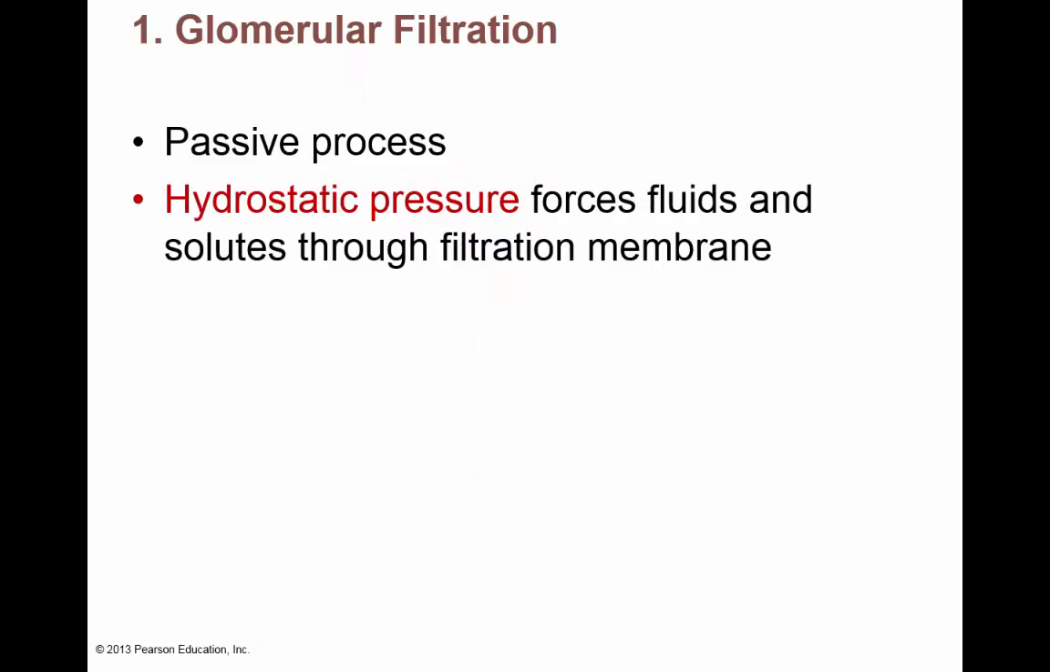Now, glomerular filtration is a passive process, which means what? Doesn't take any ATP. But we need filtration to happen, so there still has to be some type of energy behind it. The energy that actually causes filtration to happen is hydrostatic pressure. This is the fancy way of saying blood pressure. And we'll talk about different types of blood pressure and different types of pressures coming up. But this is generally your blood pressure.